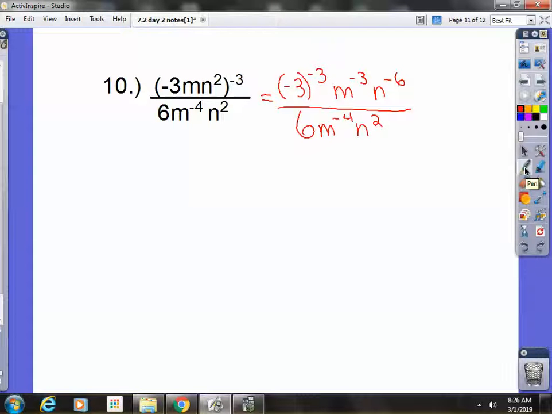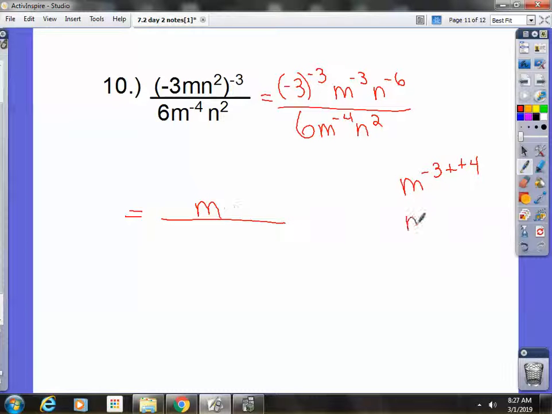Okay, I'm not going to worry about my coefficients for just a second. Let's go ahead and simplify the m's. Got a fraction going. What is negative 3 minus negative 4? Negative 3 minus a negative 4. M to the first. Where are we going to write that m? On top. Anytime we subtract the exponents, it's going to go on top.